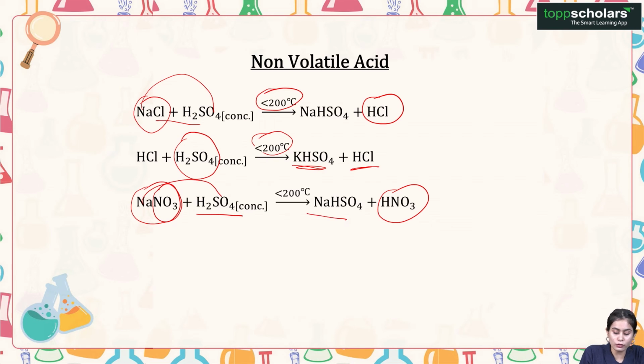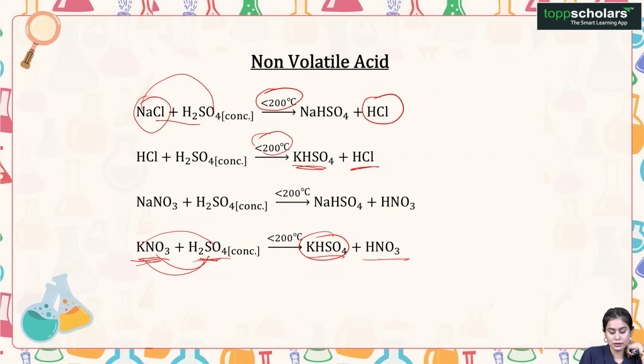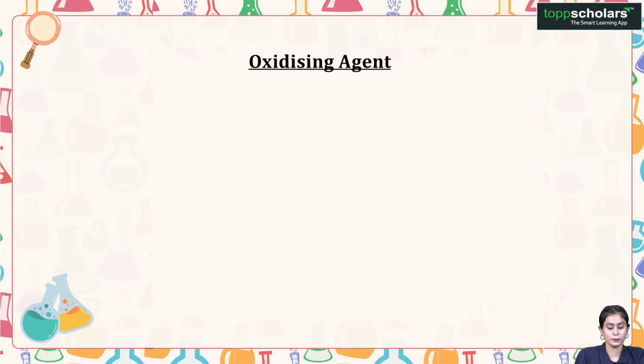Okay, NaHSO4, and what will happen? HNO3. So you got a non-volatile acid here. If you want to make the same with another compound, we can use potassium nitrate and H2SO4. That will give you what? KHSO4 plus HNO3. Again, at less than 200 degrees Celsius, do not forget the temperature.